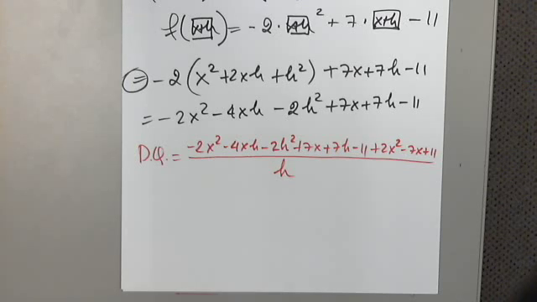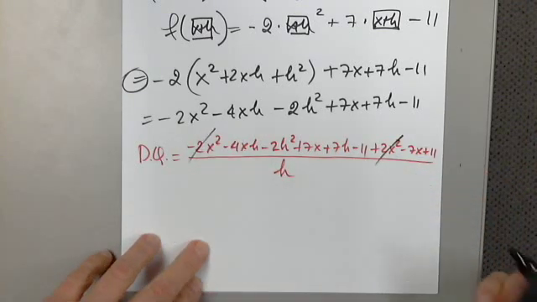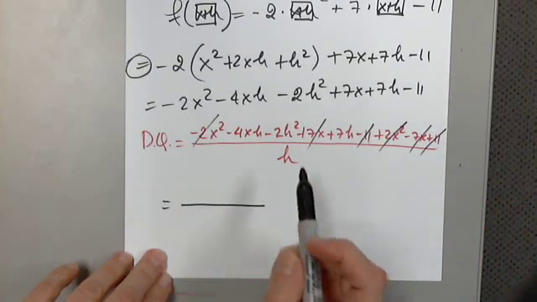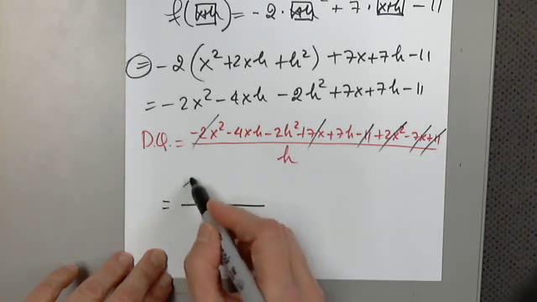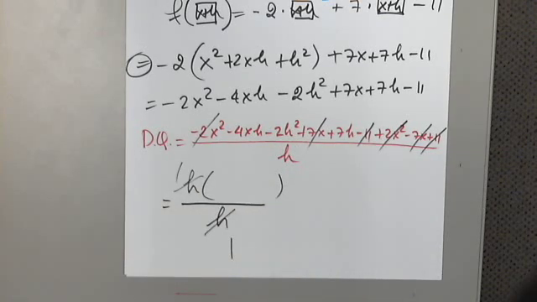All terms without h must go away. Let's see if they do. 1, 2, and 3. H is in these three terms. That's why, and that's how the h in the denominator gets lost.